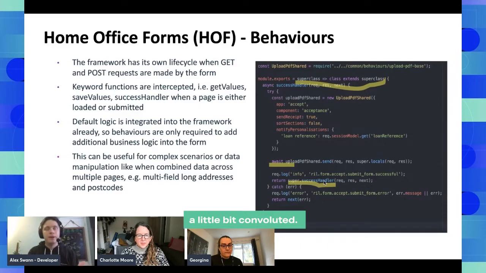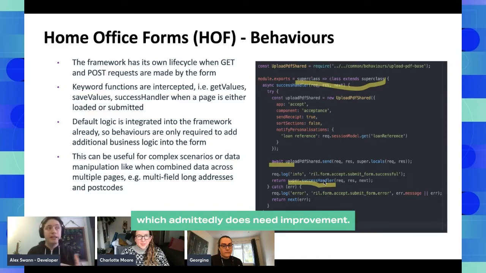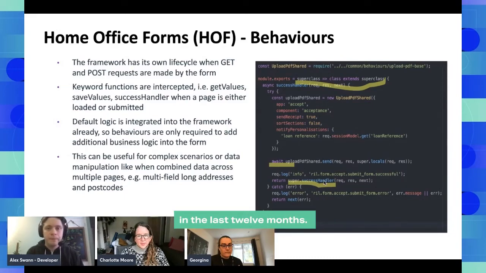Sometimes it can be a little bit convoluted, and we're always trying to find ways to streamline things even more without it being so opaque to new developers. So we're always trying to improve our documentation, which admittedly does need improvement, and that's because the team's only really taken over from the framework in the last 12 months.